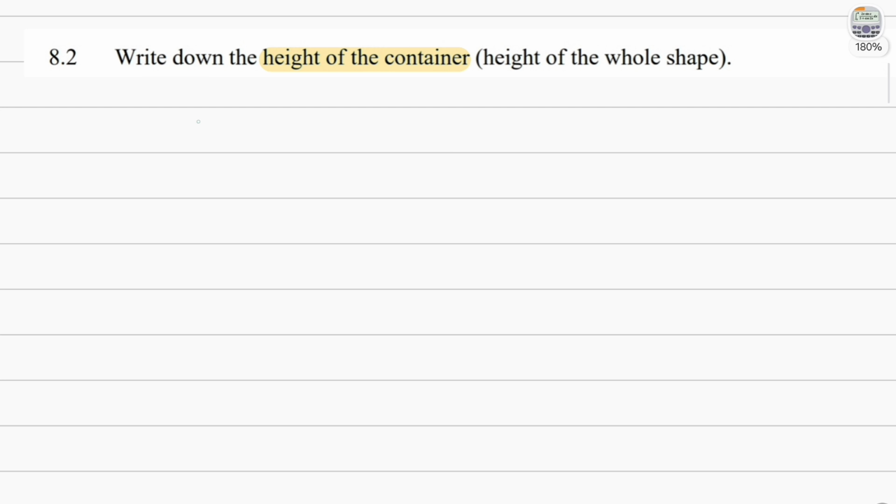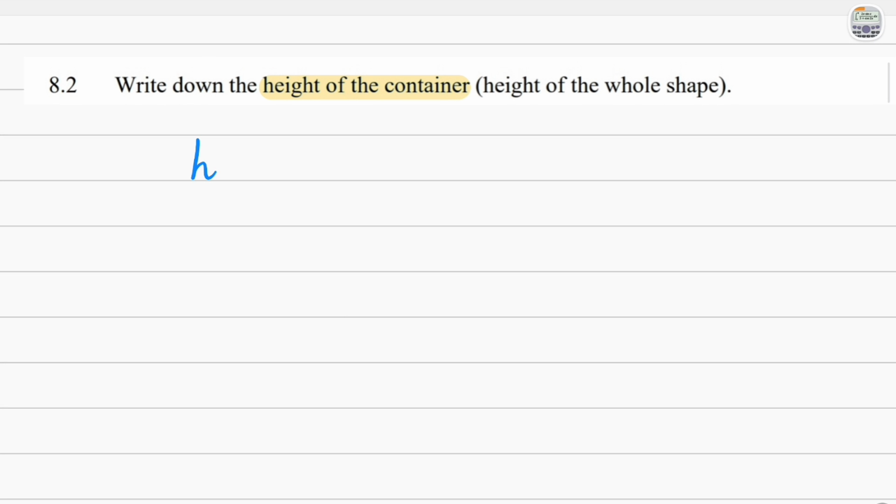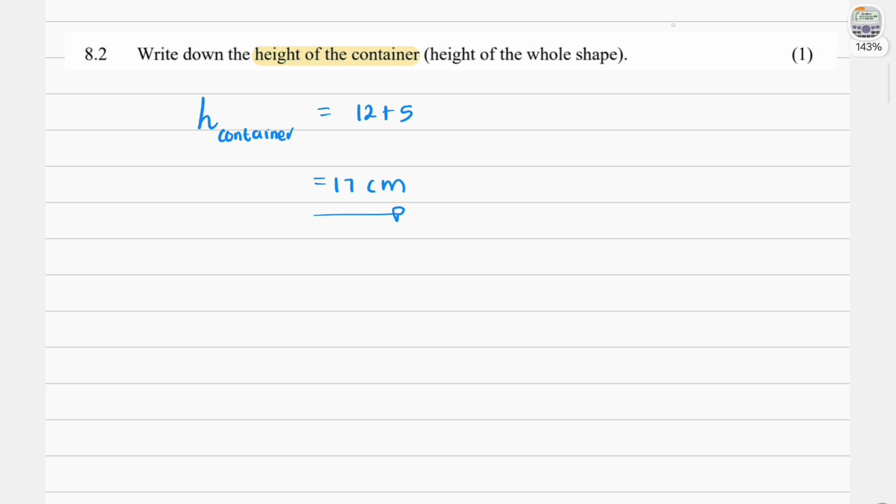Let me not call it height. Call it the height of the container. It is just going to be 12 plus 5, which is 17 centimeters. And that is our answer. Moving on to the next question.